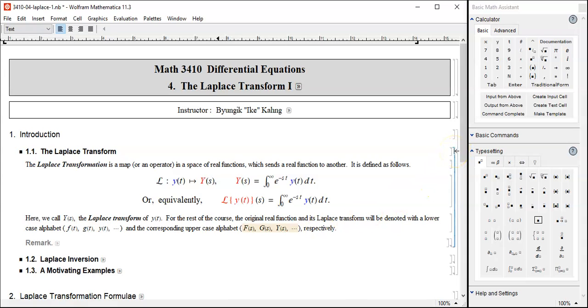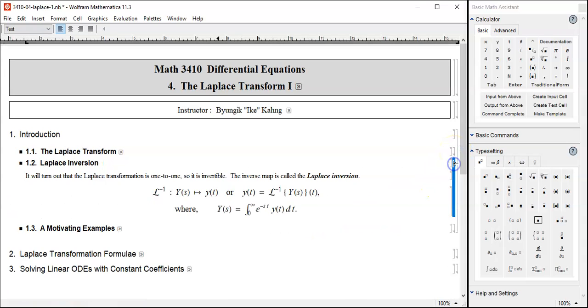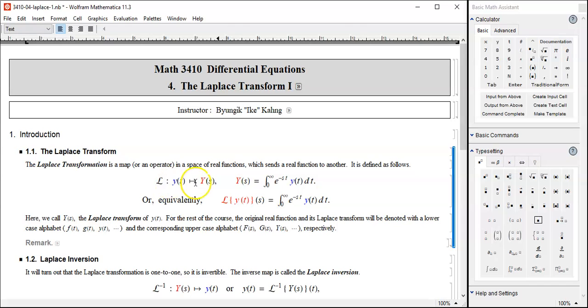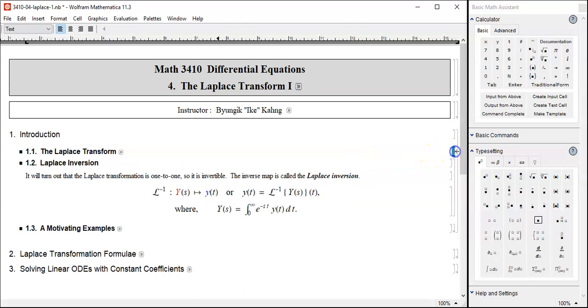It turns out the Laplace transformation is one-to-one, so it is possible to take the inverse map. The inverse transformation is called Laplace inversion, and we use typical inverse map notation to the negative first power. So basically, this Laplace inversion is sending red to blue, so that's precisely the backward. Blue to red is the original, red to blue.